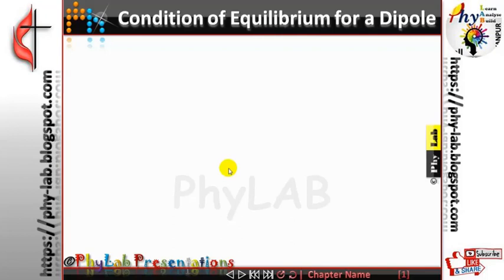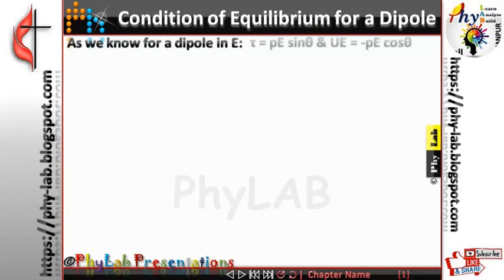Friends, as you all know, whenever a dipole is placed in any uniform electric field making some angle theta with the electric field, the dipole experiences a torque given by the expression pE sin theta. And in this particular situation, when the dipole moment or the axis of the dipole makes an angle theta with the electric field, the potential energy of the dipole happens to be minus pE cos theta.